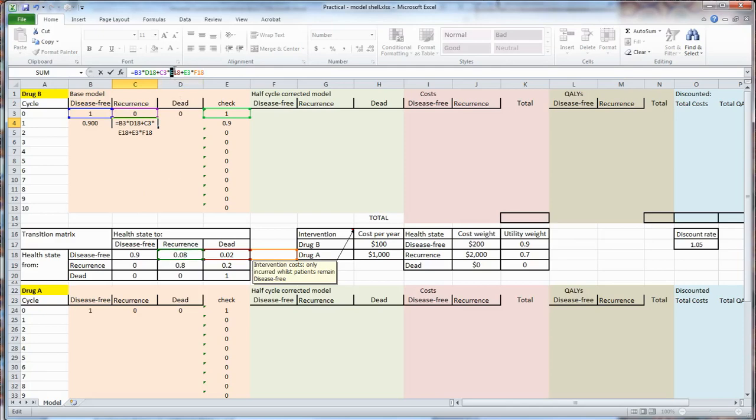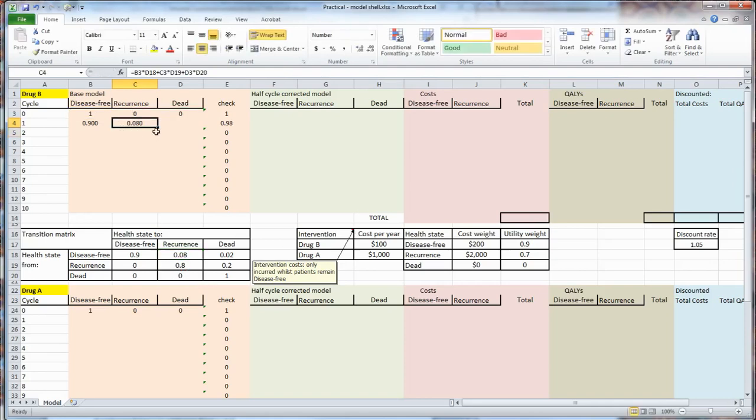So rather than E18, we want D19, and then we want the proportion who are dead multiplied by the probability of moving from dead to recurrence, which is D20. So that's similar to what we wrote down in the formula.